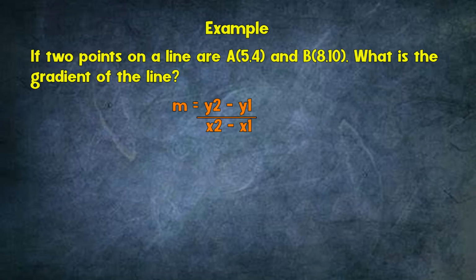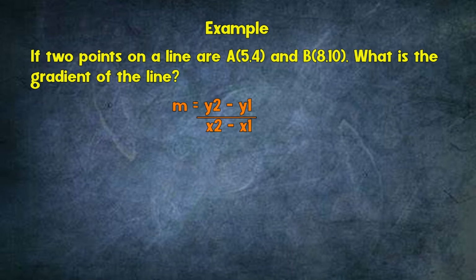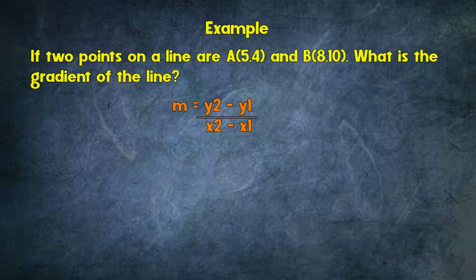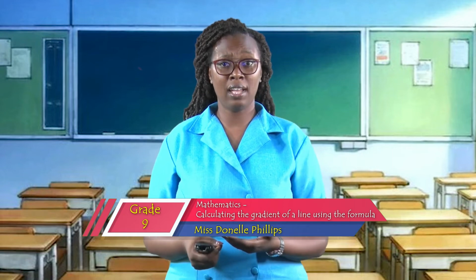It says, if 2 points on a line are A, 5, 4, and B, 8, 10, what is the gradient of the line? Remember the formula, m is equal to y2 subtract y1 over x2 subtract x1. Now before I move on, you probably may be a little confused as to where we got the y and the x from. We know that in any ordered pair, the first value is the x value and the second value is the y value.